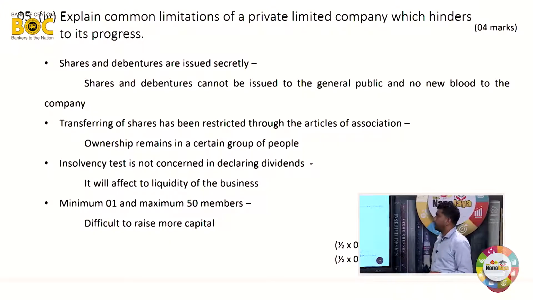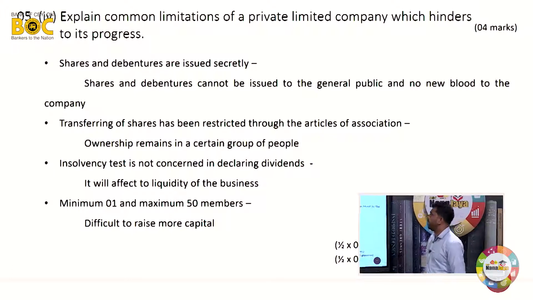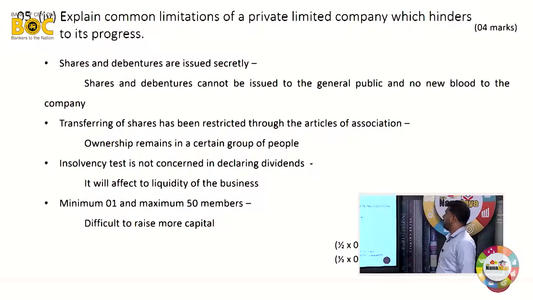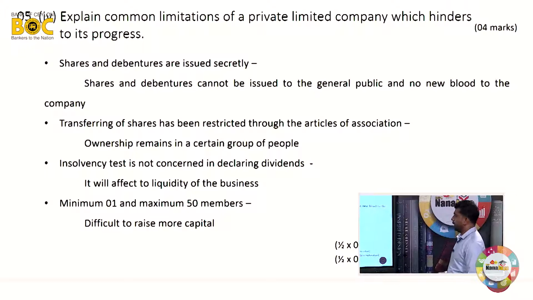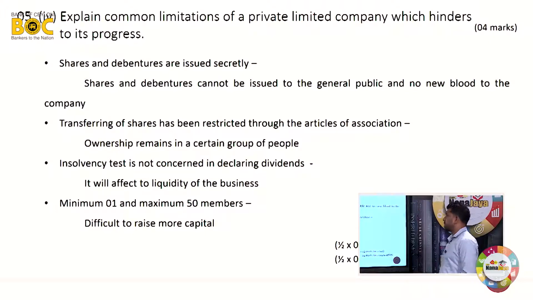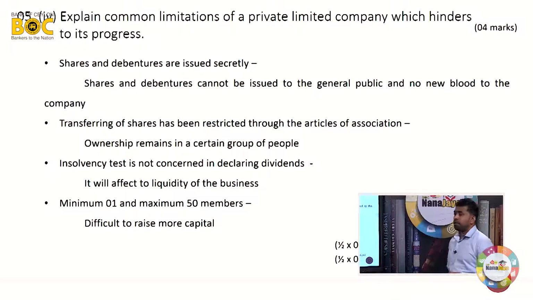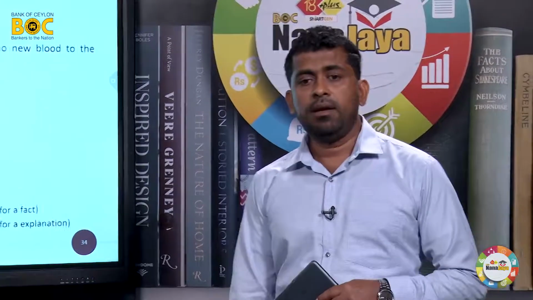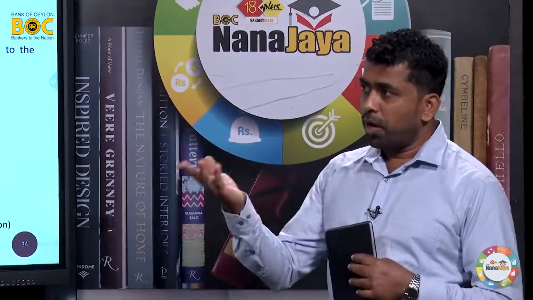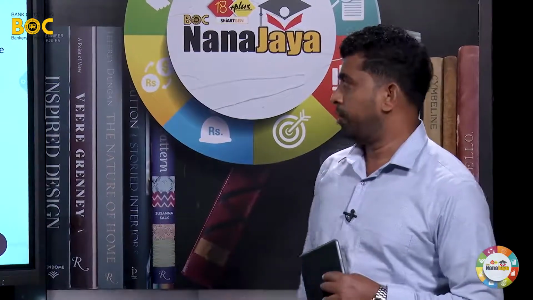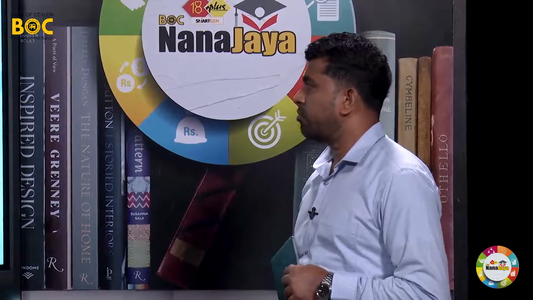Question number 5, Roman number 4. Explain common limitations of a private limited company which hinder its progress. First one, shares and debentures are issued secretly. It is prohibited to issue shares and debentures publicly, so it is difficult to expand the ownership beyond the family members or non-people. Transferring of shares has been restricted through the articles of association.